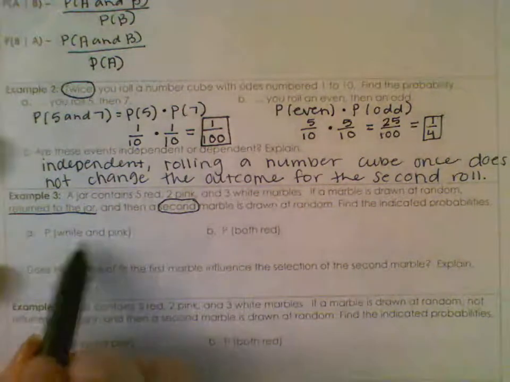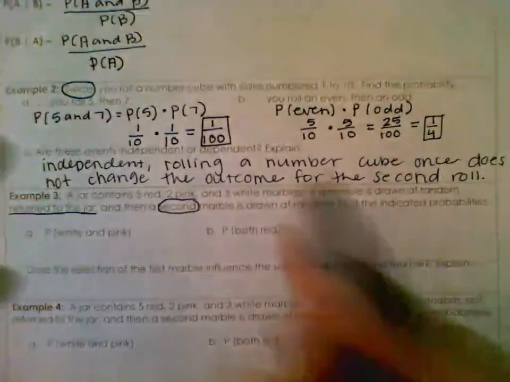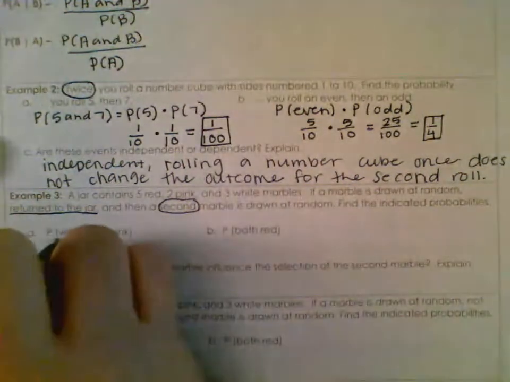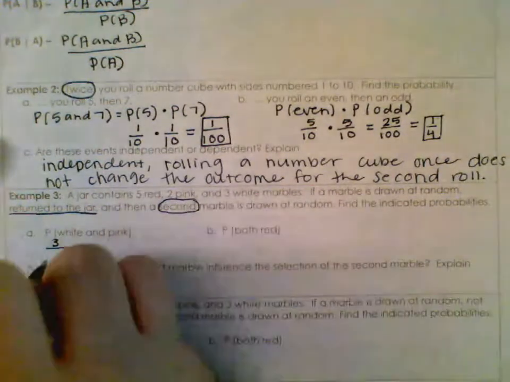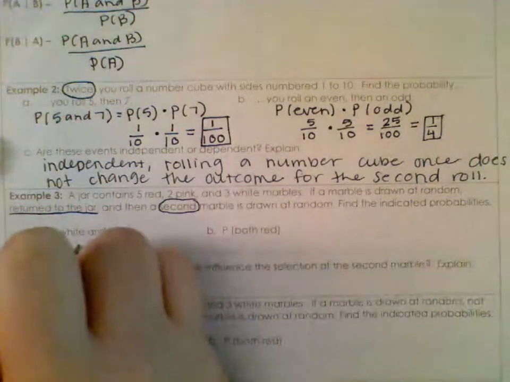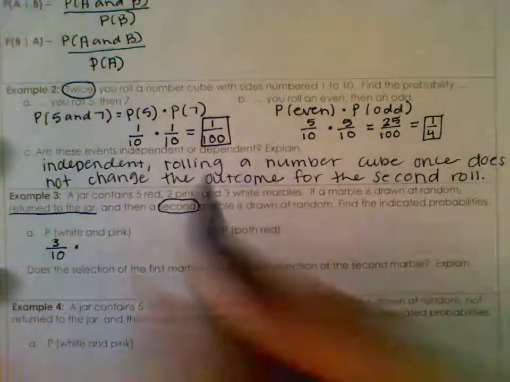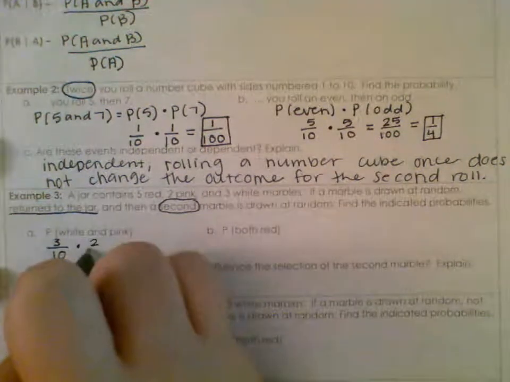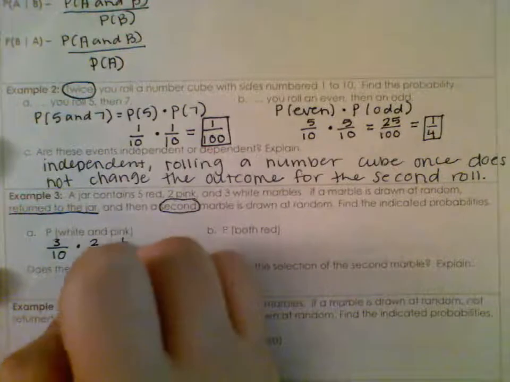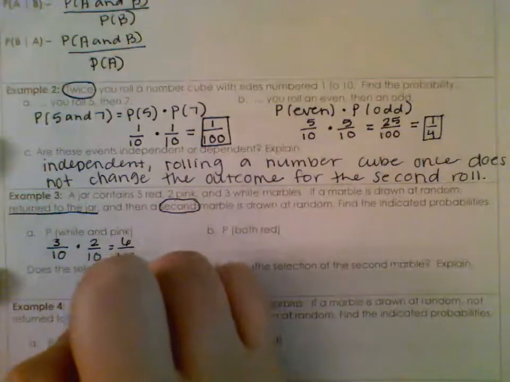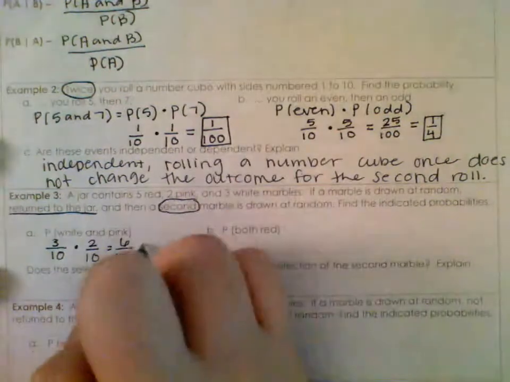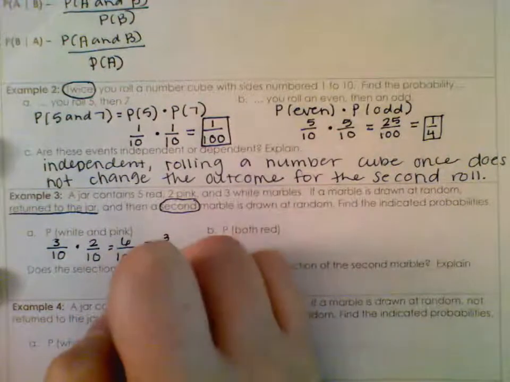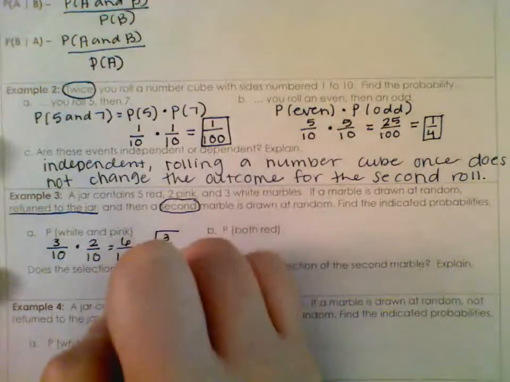So these are independent. So we want to find a white and then a pink. First, let's figure out the probability of white. We have 3 white marbles out of, looks like there are 10 marbles total, times the probability of pink. There are 2 pink out of 10 total. We multiply those across, 6 out of 100, and we'll reduce that to 3/50.